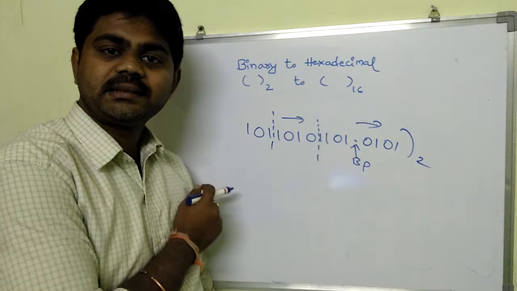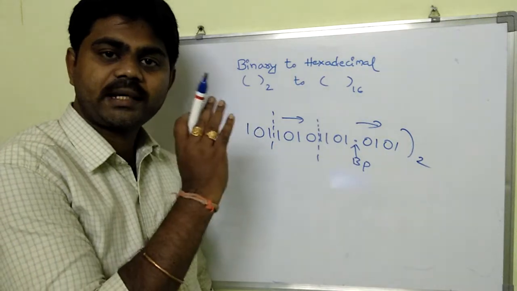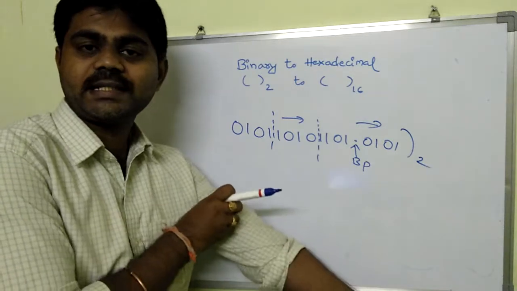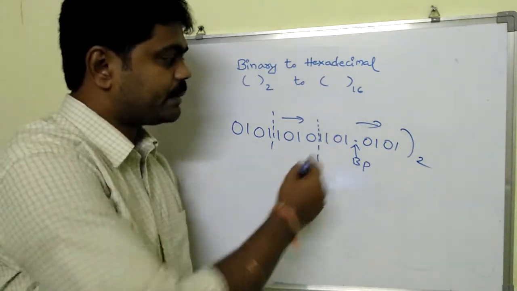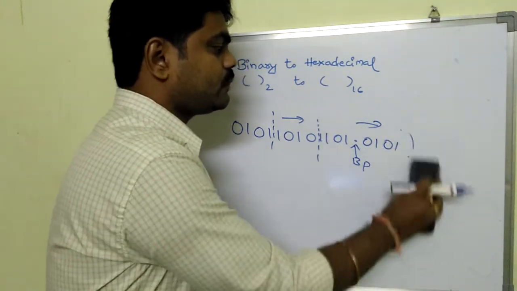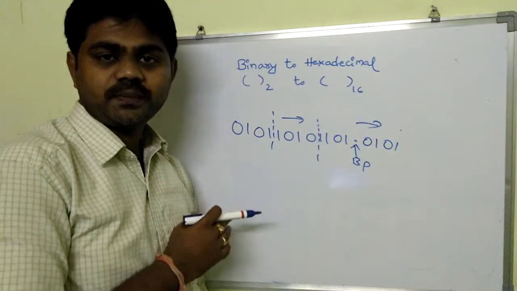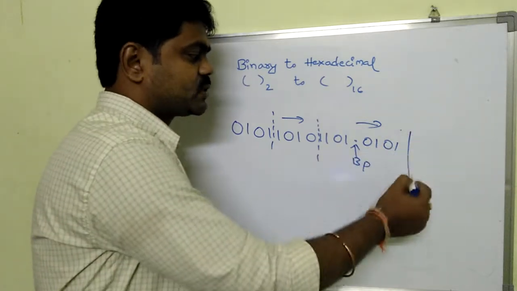So what do I need here? I need 10 here. Why? Because I require 4 divisions here. So I inserted 10 in the integer part in the MSB. Coming to the fractional part, I have 010, so no need to insert. Okay, so this is one part.